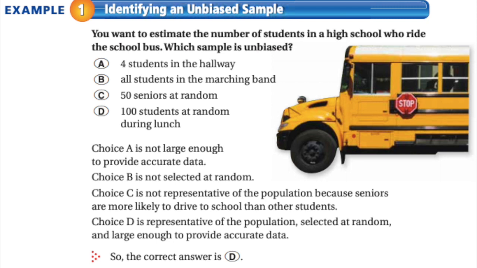Choice A, as we can see, is not large enough to provide accurate data. It's only 4 students. Choice B is not selected at random. Choice C is not representative of the population because seniors are more likely to drive to school than other students. And then choice D is representative of the population. It's selected at random, and it's a large enough sample to provide accurate data.